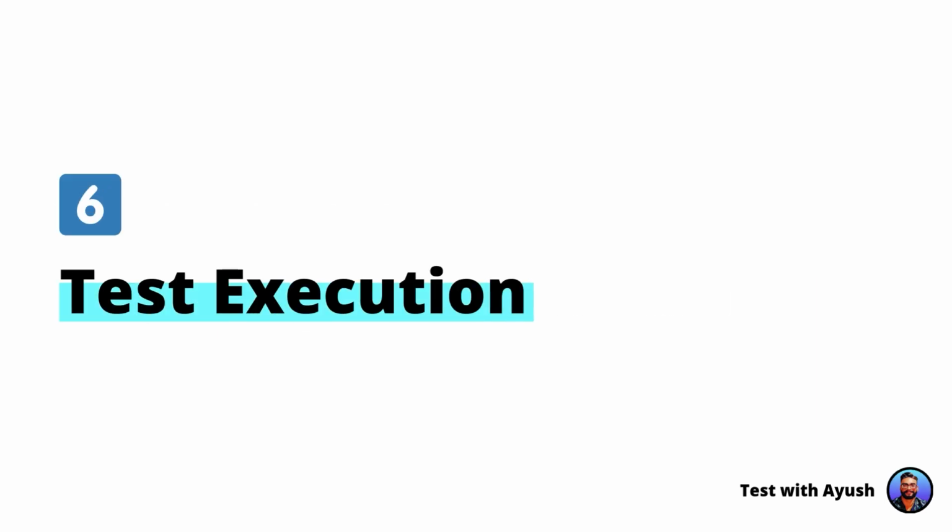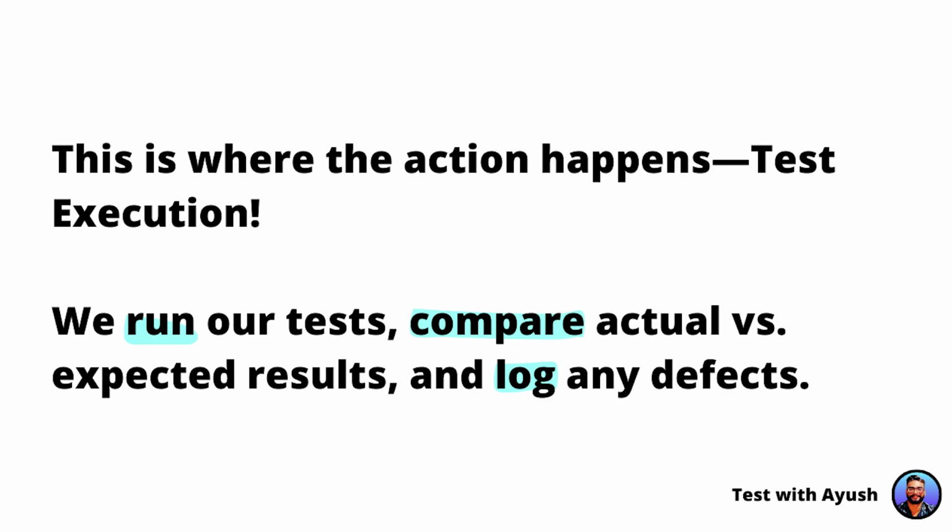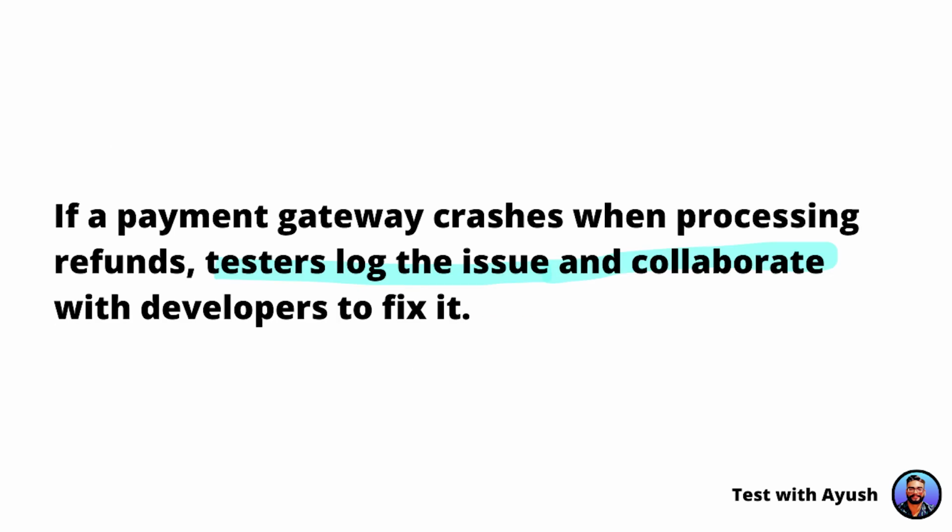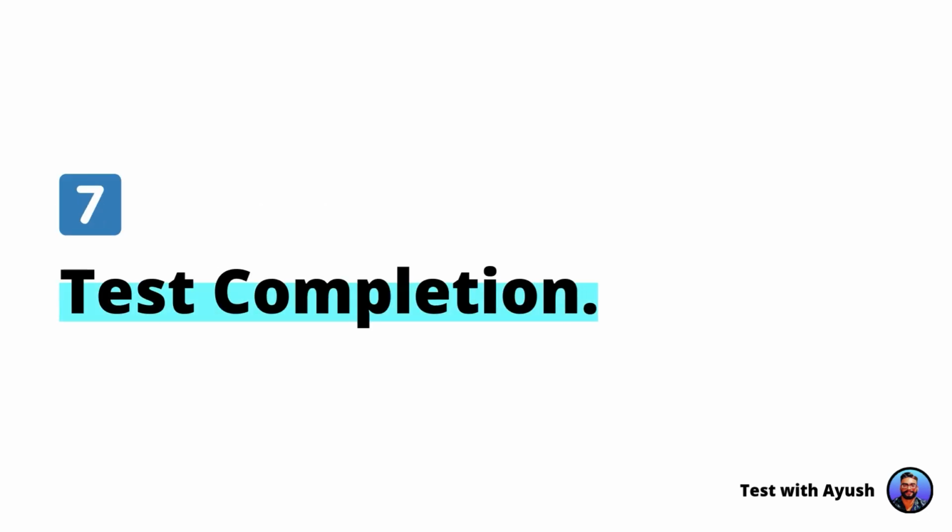Number 6, test execution. This is where the real action happens. Test execution. We run our tests, compare actual versus expected results, and log any defects. Think of it as a car crash test. You drive the car into a wall, check what went wrong, and report the findings. In software terms, if a payment gateway crashes when processing refunds, testers log the issue and collaborate with the developers to fix it.